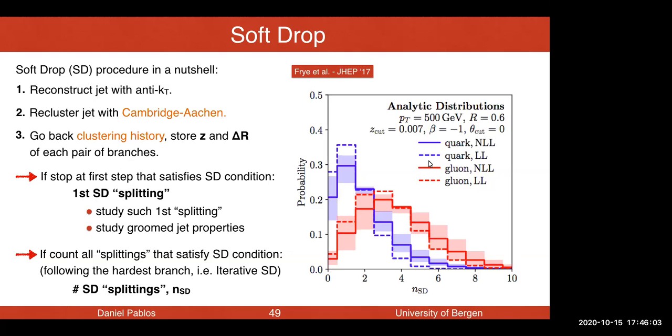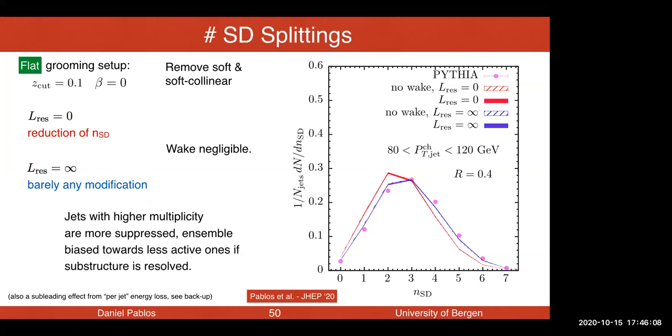So let's look at how these observables depend on the resolution power of the plasma. We first look at the number of soft drop splittings, and you can see that when the shower is resolved, there's a shift to the left with respect to the vacuum case. There's again a selection bias towards those jets that have the fewest splittings, in a completely analogous way to the explanations we gave for the rest of the observables before. However, if there is no resolution of the internal structure of the shower, there's barely any modification.